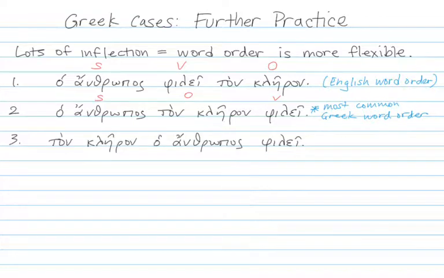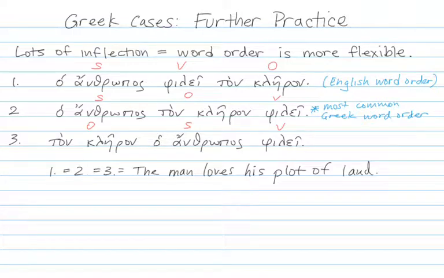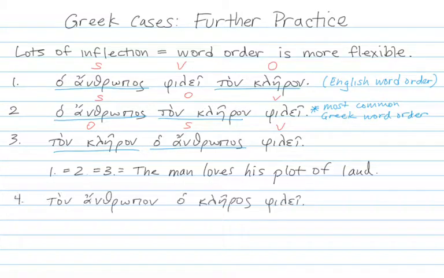Third sample sentence, ton kleron ho anthropos phile, has the object first, then the subject, then the verb. All three of these sentences mean the exact same thing. The word order doesn't matter, it's the case endings that matter. For all three, the subject is the man, with the ho definite article and the os ending, and the object is the plot of land, with the ton definite article and the on ending.